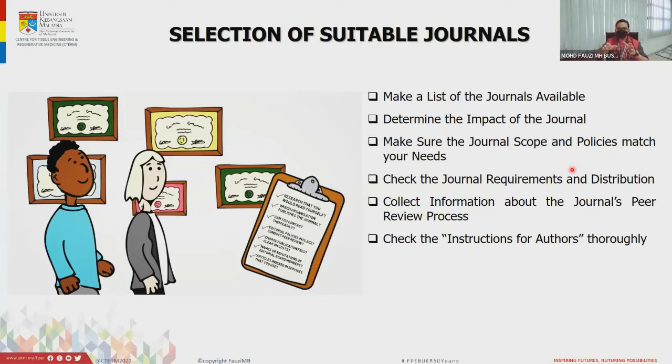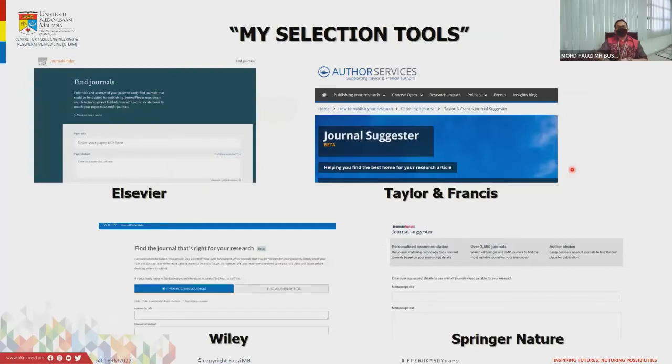The main point now is, please check the instructions for authors. Sometimes rejection happens because of a technical knockout, where you have not supplied everything required by the journal to be submitted and reviewed by the reviewer. So for my selection tools, I normally cross-check all the possible journals listed using Elsevier Journal Finder. We also have Taylor and Francis, Wiley, and Springer Nature. I try to cross-match these four selection tools and see which journal becomes a high priority as suggested by them.